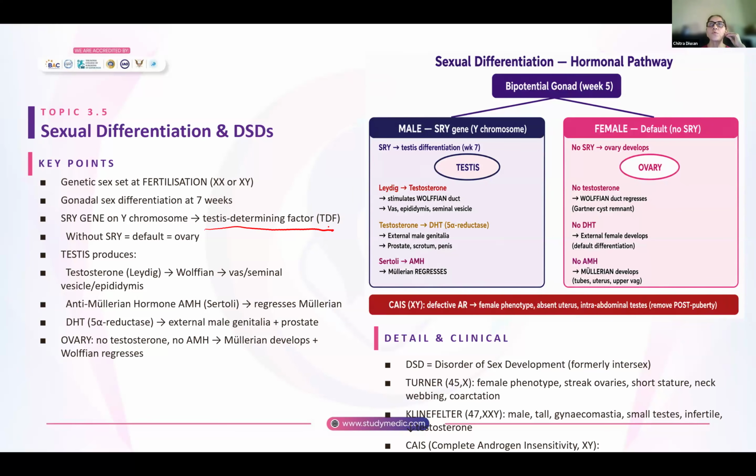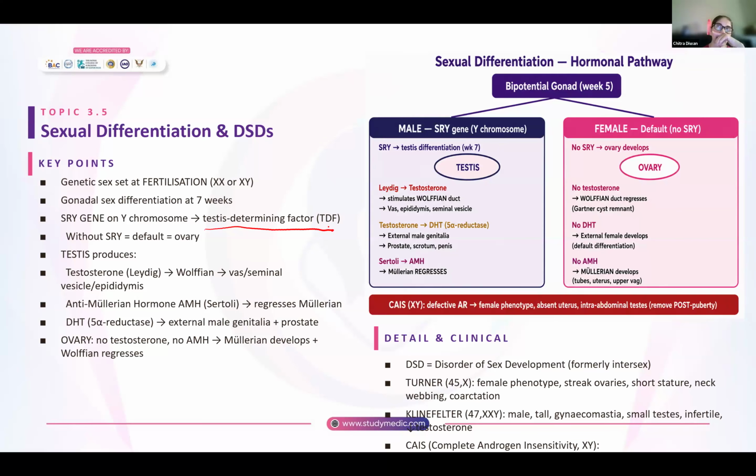Once you have this SRY and the testis determining factor, you get formation of the testis. In the testis, testosterone is produced by the Leydig cells. The Wolffian ducts are very sensitive to the presence of this testosterone, and they give rise to the male genital system. So the vas, seminal vesicle, and epididymis all develop because of the influence of testosterone.